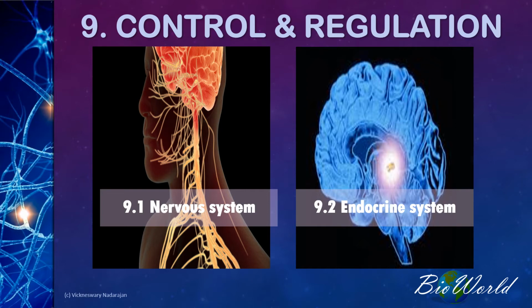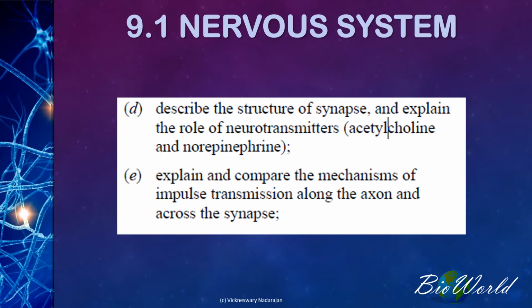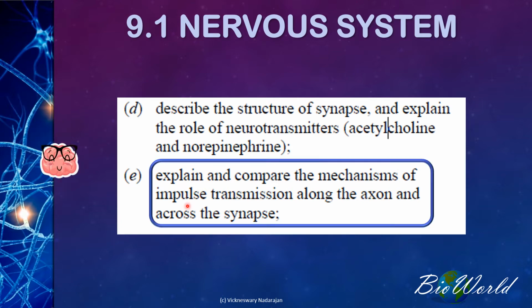Hi everybody. In today's video on 9.1 nervous system, I would like to talk about part E. That is to compare impulse transmission along the axon and across the synapse. But before I can do that, I need to explain the functions of synapse.